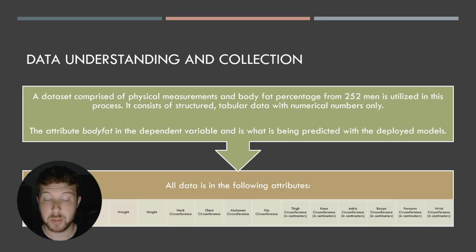The attribute body fat within the data set is the dependent variable, or the measured variable, and it is what we're trying to predict. Now, all data is in the following attributes. The data set is comprised of these things: density, body fat percentage, which again is our dependent, age, weight, height, neck circumference, chest circumference, abdomen, hip, thigh, knee, ankle, biceps, forearm, and wrist. And these metrics are all within the metric system.